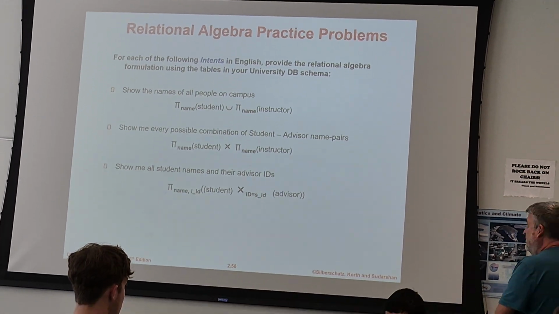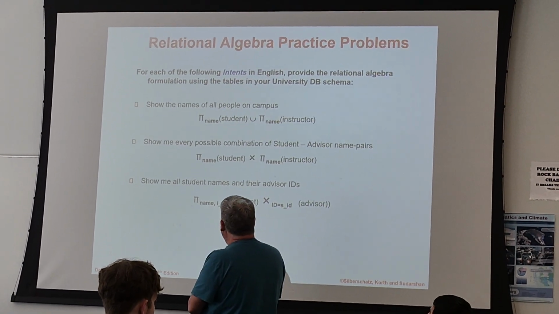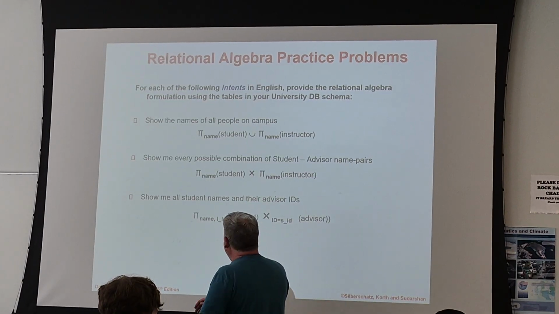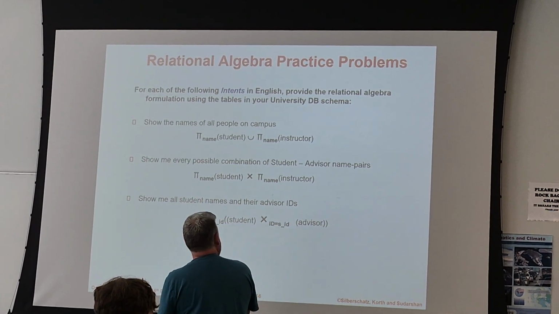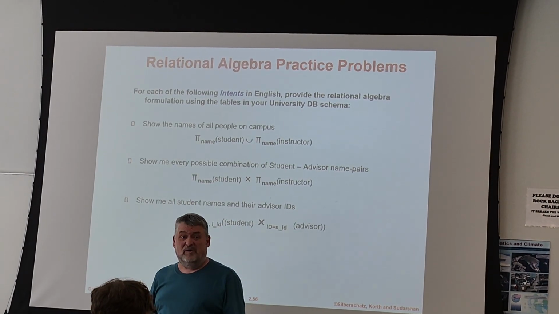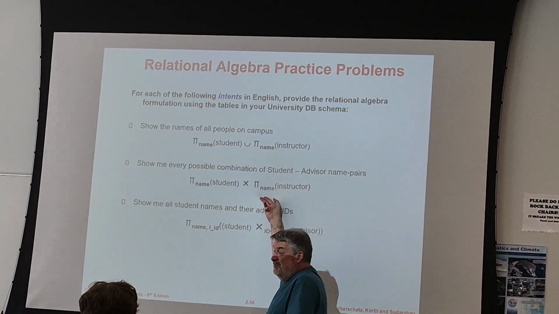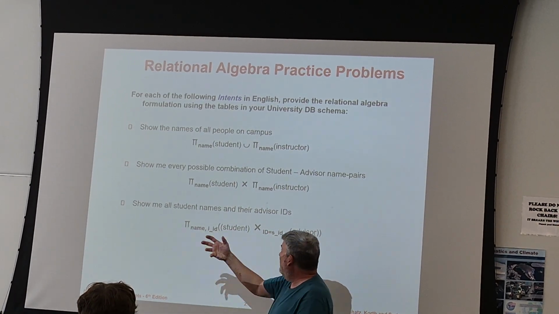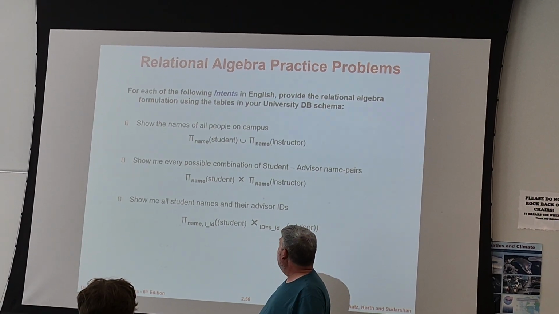If I were to ask you, why would Dalton walk in here and say, show me every possible combination of student and advisor name pairs on this campus? I don't know why he would ask that, but this is the statement that will mathematically do it for him. I'm going to grab every name from the student table. I'm going to grab every name from the instructor table.